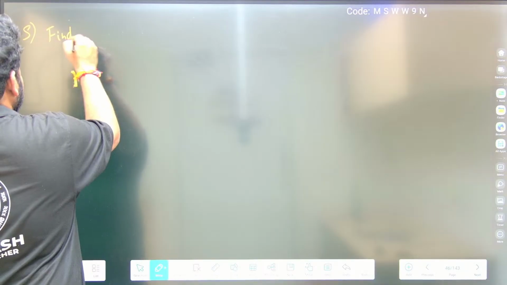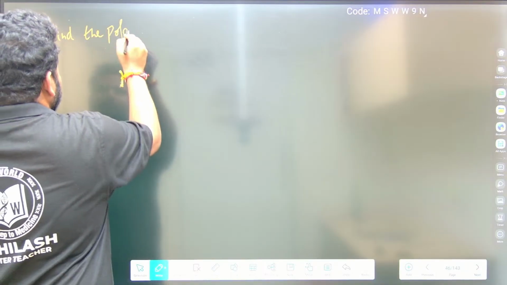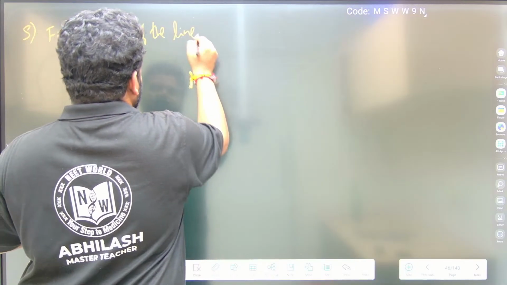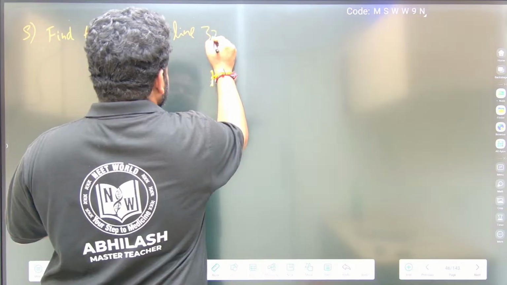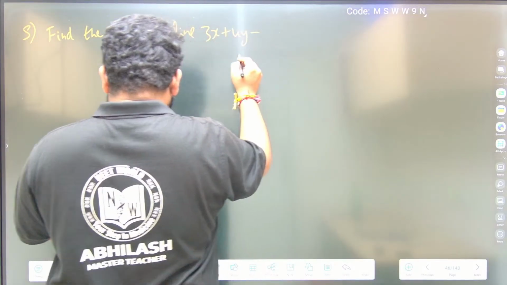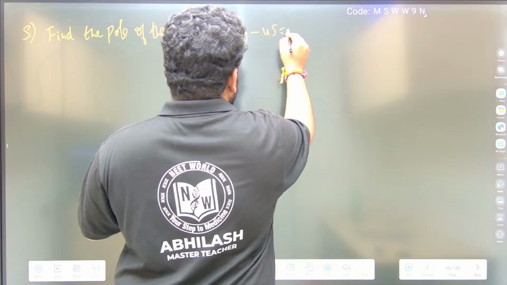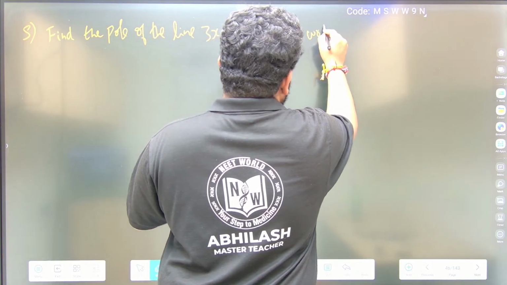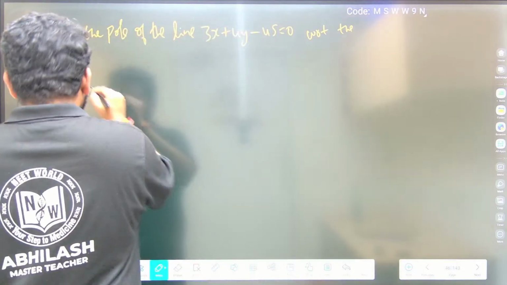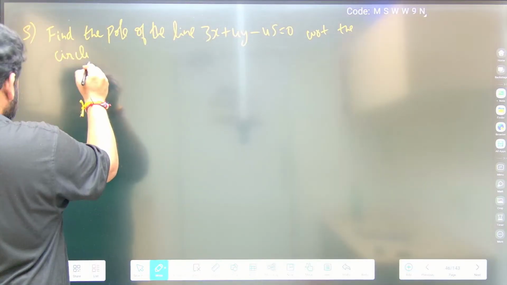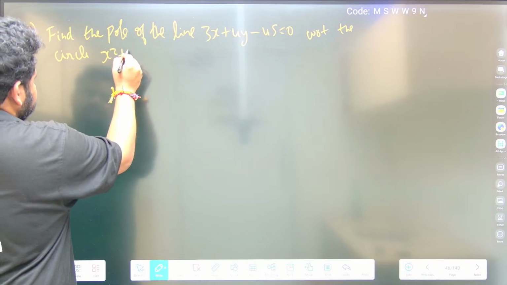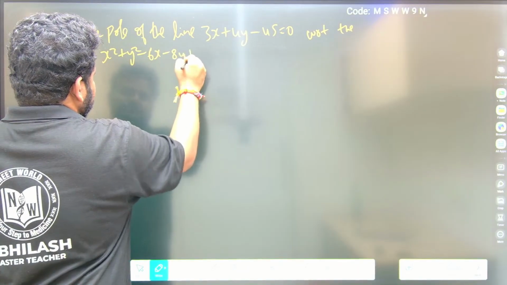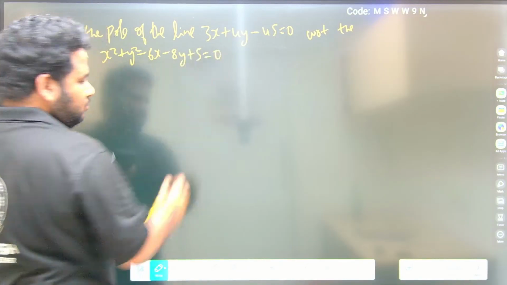They are telling, find the pole of the line 3x plus 4y minus 45 is equal to 0. What is it with respect to the circle x square plus y square minus 6x minus 8y plus 5 is equal to 0? This is the question, friends.